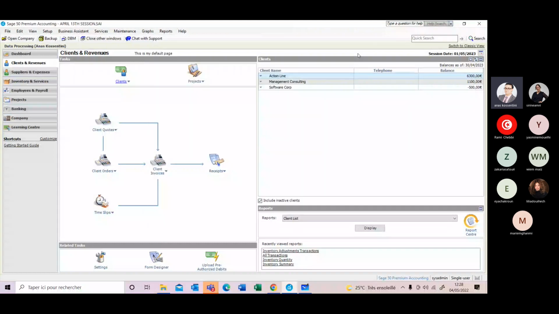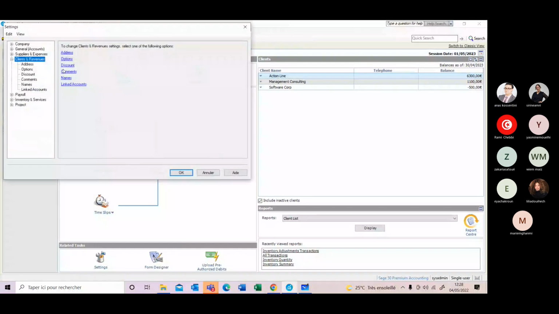So first thing first, you have to go to setup, settings. Under setup settings, you have to go to company. And under company, you have to go to currency. All right, guys, what is the currency that is used in the software? You see the Canadian dollar. The Canadian dollar is the home currency.